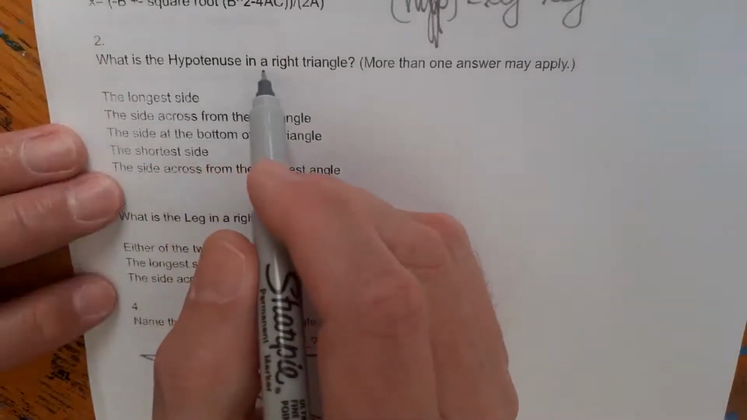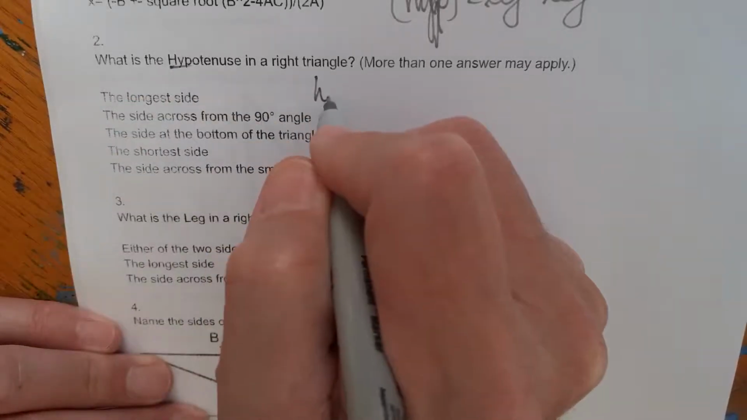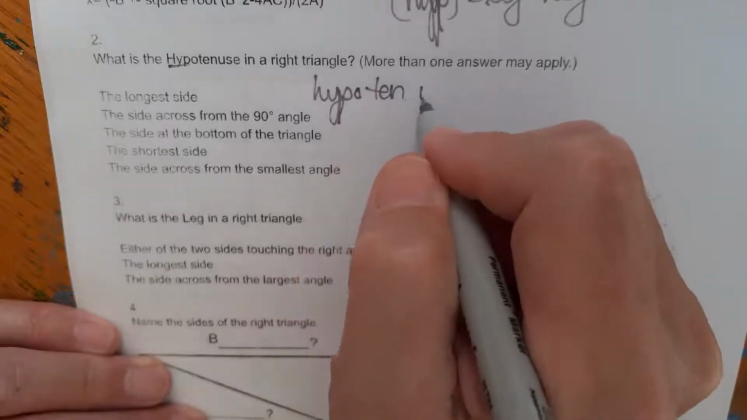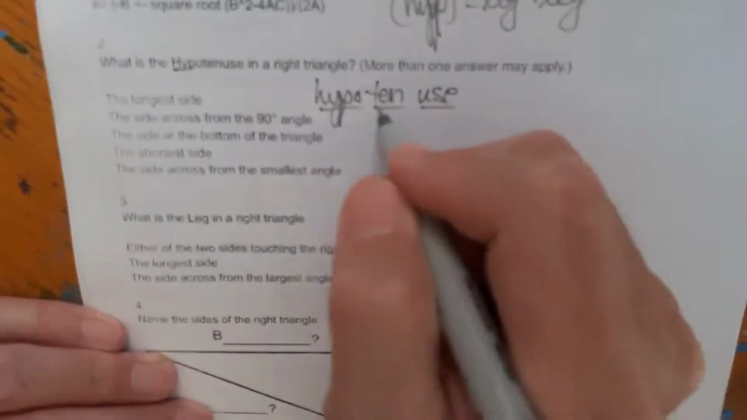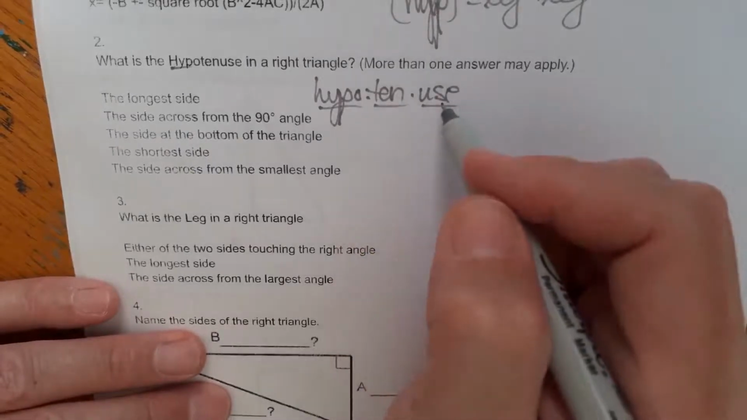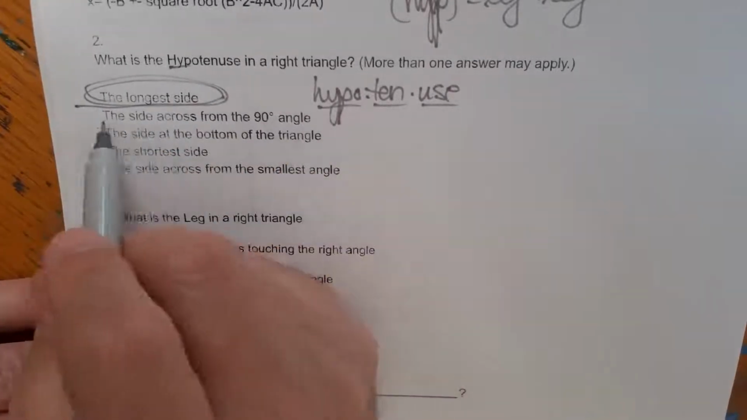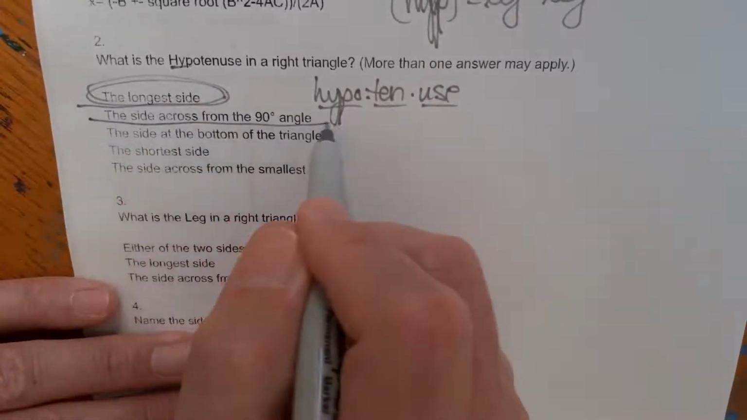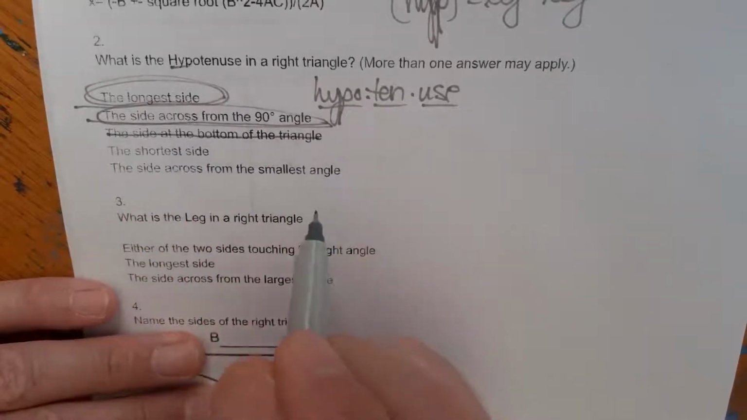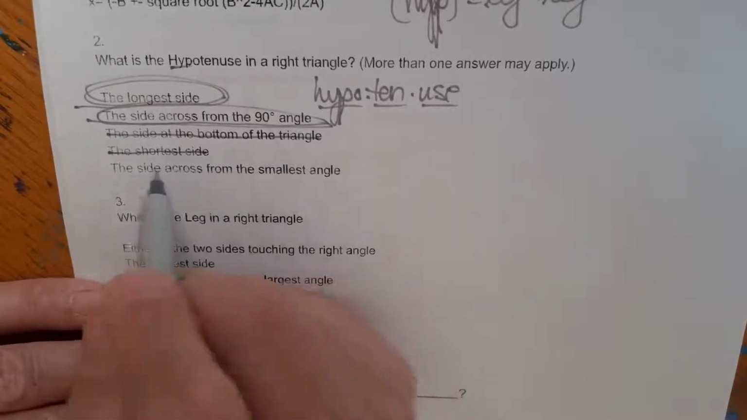What is the hypotenuse in a right triangle? More than one answer may apply. So a hypotenuse, and we spell it hypo, H-Y, I'm never going to write it out. I like to say it like that only because it spells that way. The right way to say it is hypotenuse, right? So it's the longest side, every time. It's the side across from the 90-degree angle. That's true. It's the side at the bottom of the triangle? No. It could be, but the orientation of the triangle doesn't matter. It's the shortest side? No. It's the side across from the smallest angle? No.